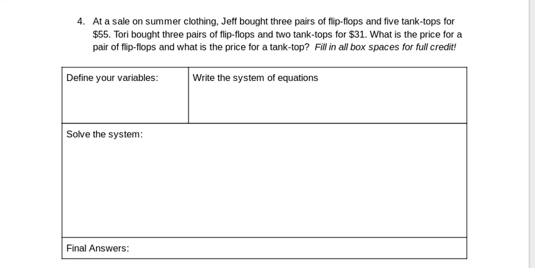And it says at a sale of summer clothing, Jeff bought 3 pairs of flip-flops, 5 tank tops for that total. And then Tori bought 3 pairs of flip-flops, 2 tank tops for that total. It says, what is the price for flip-flops? What is the price for tank tops? So I know with the question at the end, those are going to be my variables.